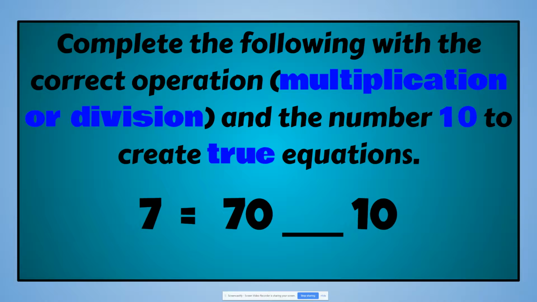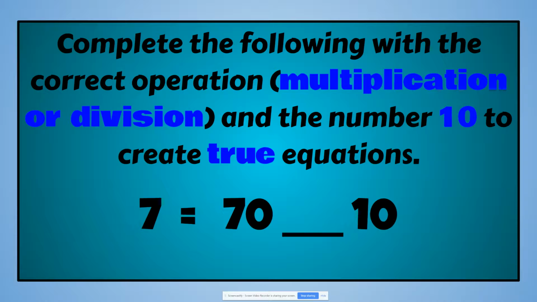Okay, so this problem in front of us says complete the following with the correct operation: multiplication or division and the number 10 to create true equations. And you're like, what? I don't understand this. And it is a little tricky. So we're going to go through it today so it can help you out, okay?